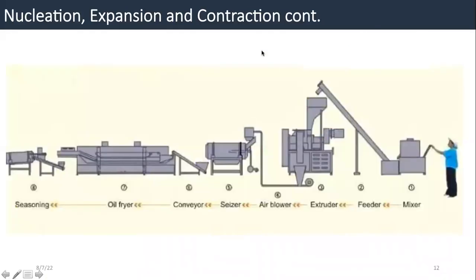And in this installment, a complex extruder, you can see the extruder is there and the feeding tank, you can see the raw material mixture and the feeding. Then what happens: air blower, conveyor and fryer are there. As we have discussed, we can add flavors, colors and all these things at this stage also. Here you can see the seasoning stage, and as we discussed in the previous slide, when we are drying also we can add.